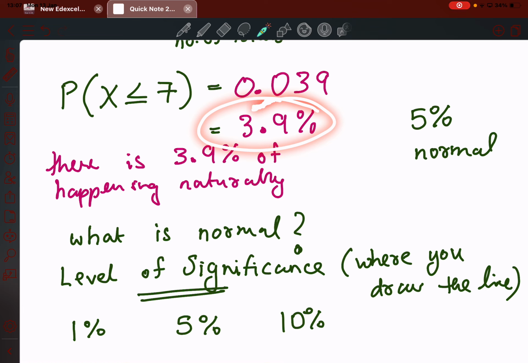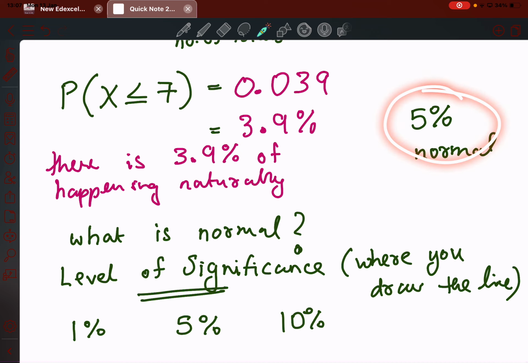Okay, so that is that. But if the answer is more than the 5%, then what they are claiming might actually be true. And that is how you actually test if something is true or not. And this is the entire idea of hypothesis testing. Is this okay? We'll do one more example.